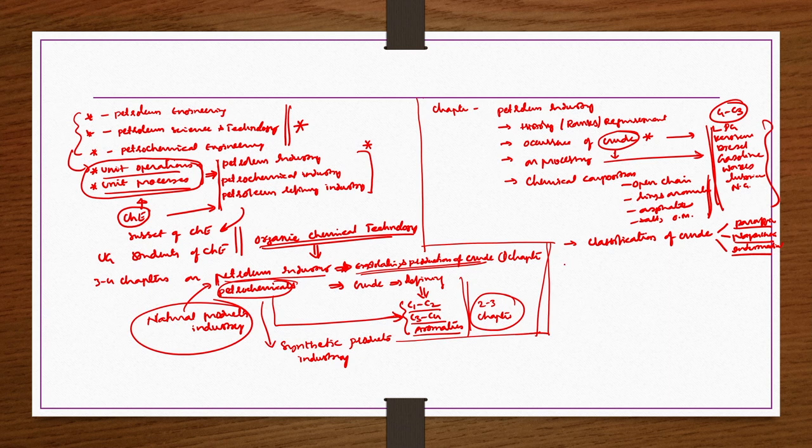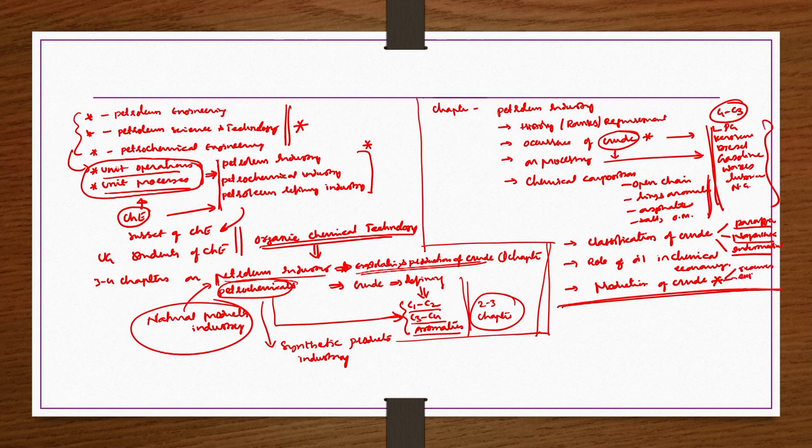Then the role of oil in the economy and the chemical industry, etc., those things we are going to see. Then production of crude, all these things are important. Up to this point we have seen only production of petroleum. Under the production, you have to find out the reserves, where they are available.